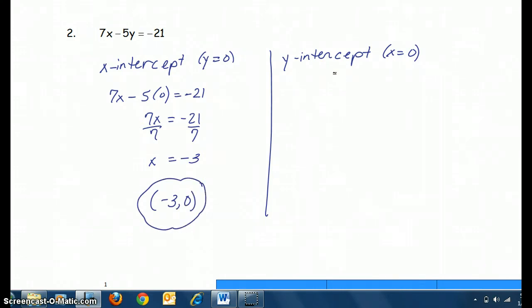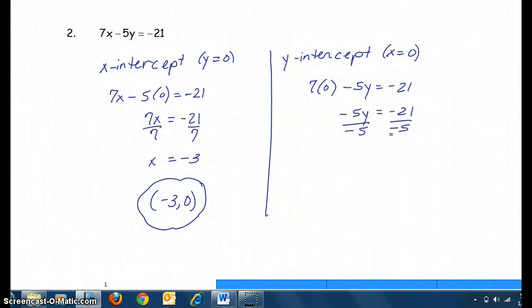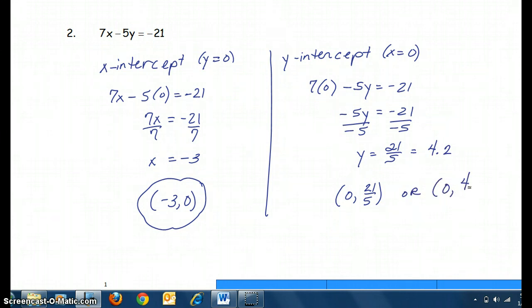Finding the y-intercept, we would go to that equation and replace every x with a 0. So we would have 7 times 0 minus 5y is equal to negative 21. So negative 5y is equal to negative 21, and dividing both sides by negative 5, y would equal positive 21/5. So our coordinates for the y-intercept would be 0, 21/5. Now if you wanted, you could make that a decimal, and you would have 4.2. So another way to write those coordinates would be 0, 4.2.